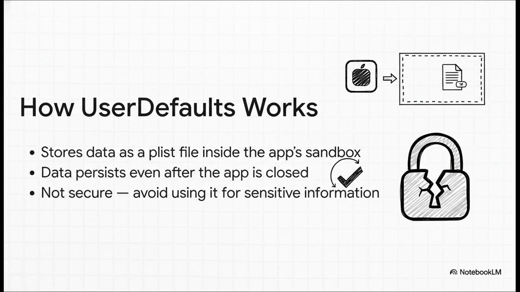Your data gets saved in what's called a plist file. You can just think of it as a simple text file with some structure. This file lives inside your app's own protected folder. It's sandboxed. But that last point, listen up, because this is so important. UserDefaults is not secure. Let me say that again. It is not a secure place to store things. That plist file is just sitting there, unencrypted. Anyone who can get into the device's file system could potentially just read it.